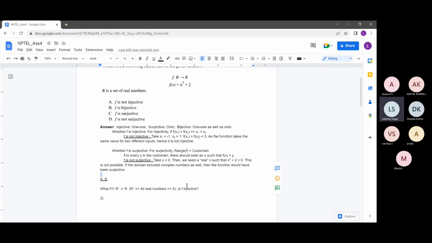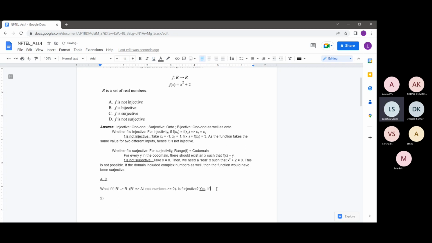So I'll just answer this. Basically, now it will be injective. And why is this the case? Yes, Aditya, you're correct. It will be injective. And why is this the case? Because we can easily prove this also. And how can we prove this?